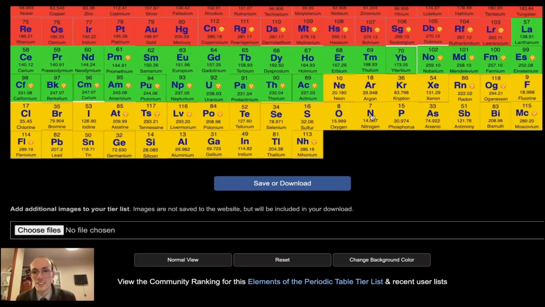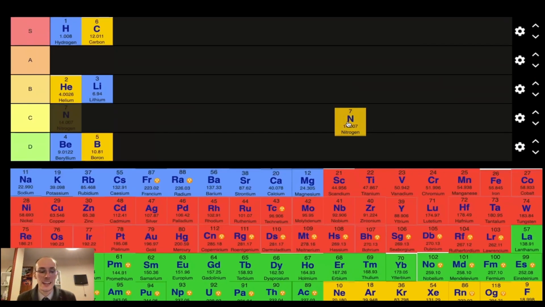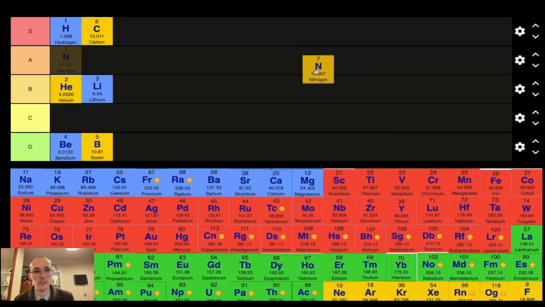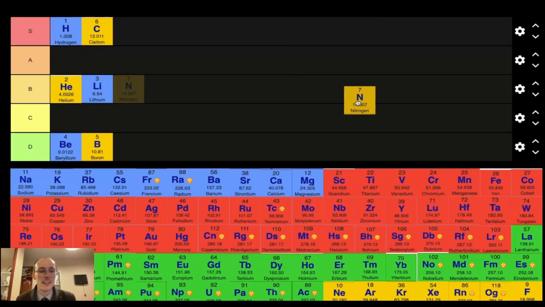Number 7 is nitrogen, which is here. Now, 78% of the Earth's atmosphere is nitrogen. It's good for the soil in the form of nitrates. In fact, there's a whole nitrogen fixation thing that bacteria do. That's quite important. It's important for human beings.